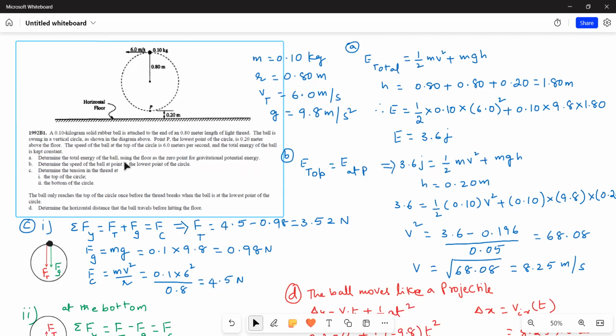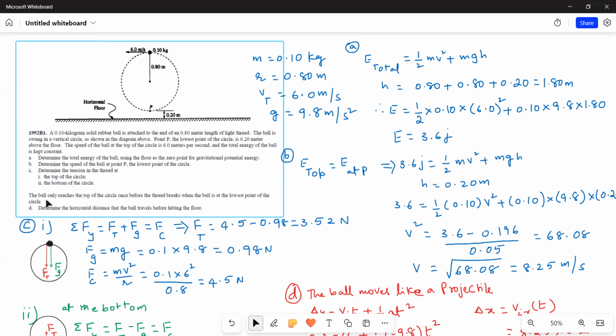Determine the total energy of the ball using the floor as the 0 point for gravitational potential energy. Determine the speed of the ball at point P, the lowest point of the circle. Determine the tension in the thread at the top of the circle and at the bottom of the circle.